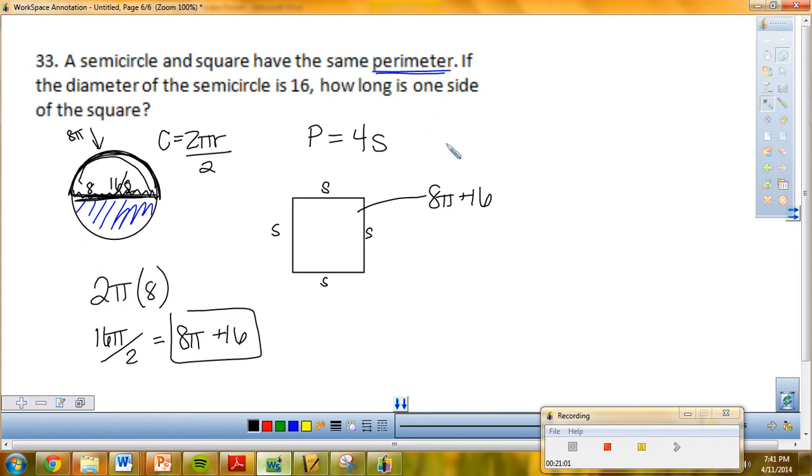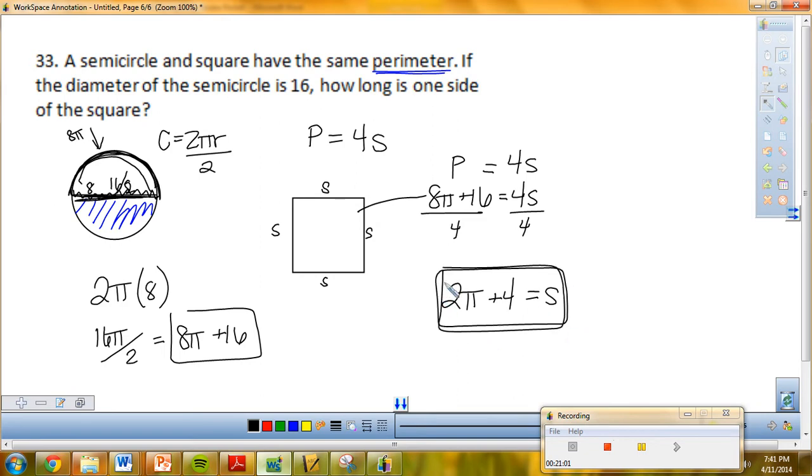And I know that if this is perimeter, and I'm looking for 4s, I just substituted perimeter. I need to solve for s, so I can divide by 4, divide by 4. 8 divided by 4 and 16 divided by 4, they can be simplified, so I simplify. 8 divided by 4 is 2 pi. 16 divided by 4 is 4. I can't combine, they're not like terms, so this is the measurement of one side of our square.